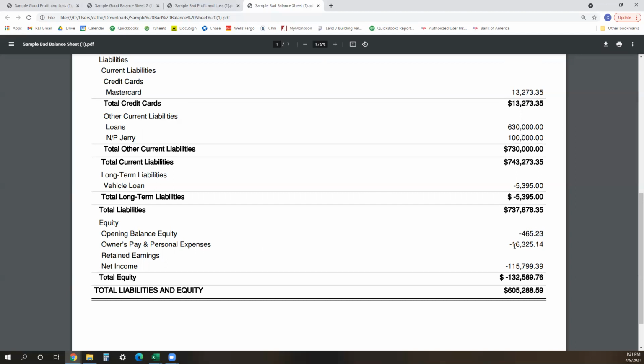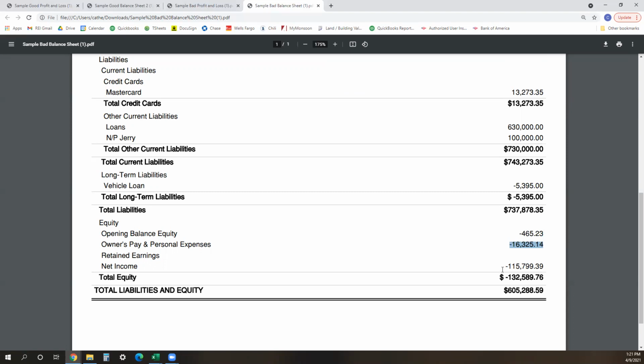Owner's pay and personal expenses, this would be money that you've paid for personal expenses or money that you've drawn out. It will show as a negative number, but you would also have usually an equity account showing your allocation of profit, your contributions to the business, and neither one of those are showing here.